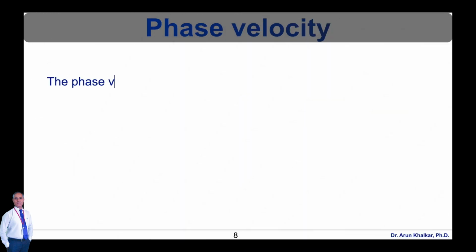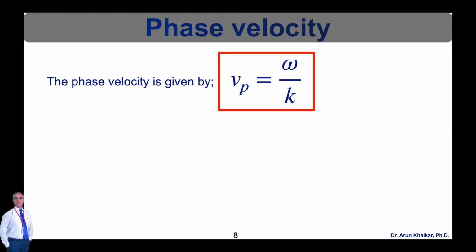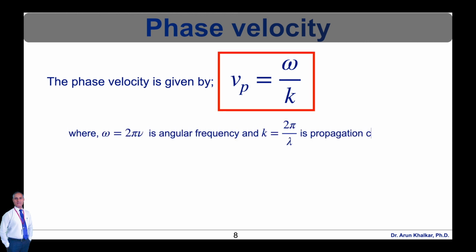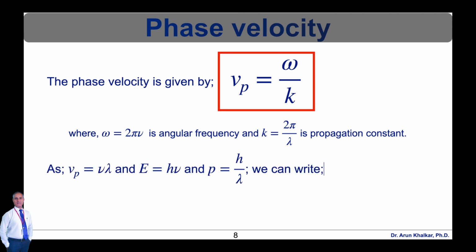Thus, phase velocity can be written as vp is equal to omega upon k, where omega is equal to 2 pi nu is angular frequency and k is equal to 2 pi upon lambda is propagation constant. As vp is equal to nu lambda, E is equal to h nu and p is equal to h upon lambda, rearranging these equations we can write vp is equal to capital E upon h into h upon p, that is equal to E upon p. So vp is equal to capital E upon small p.